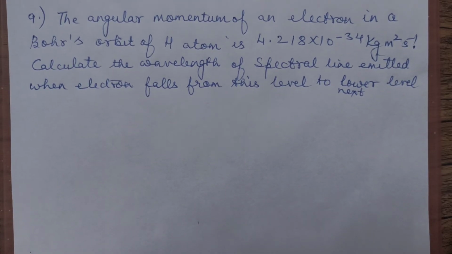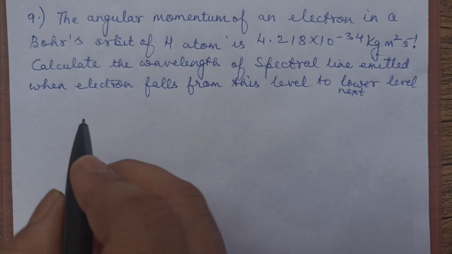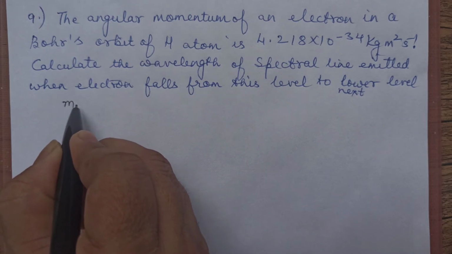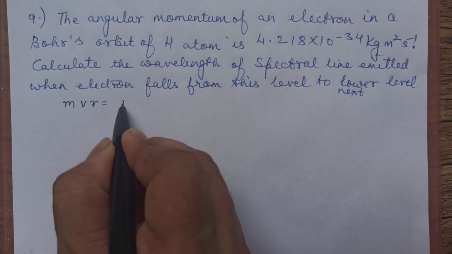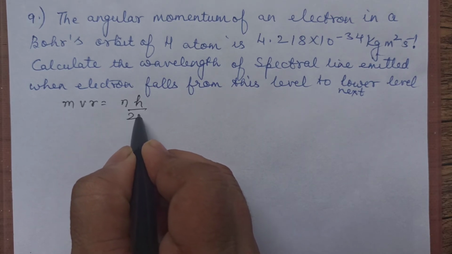See this question. It says the angular momentum of electron. Angular momentum is given, MVR is given. You are asked to calculate, this is a tricky question. Calculate the wavelength of a spectral line emitted when the electron falls from this to the next lower level. Now first let us write MVR is equal to NH by 2 pi.